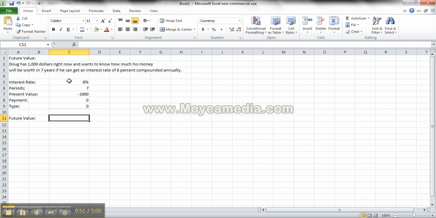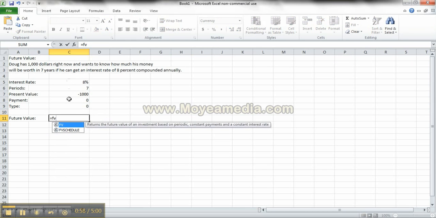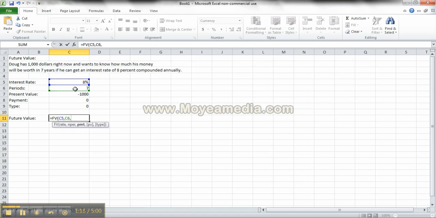So to solve it, you hit equals FV for future value. Then it gives you kind of a template for how it should be entered. First is the rate, which is our 8%. Click on that, comma. And you have the NPER with the number of periods, getting ahead of myself, which are 7. Then you have the payment, which is 0 for ours. And then the present value, which is negative 1,000. Close parentheses, enter, and there you have your future value.